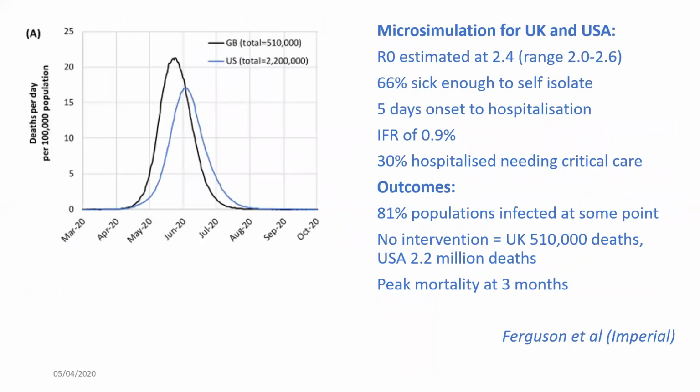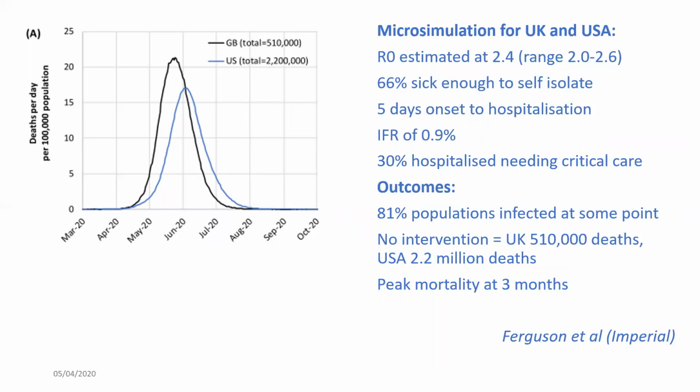Arguably, the most influential modelling has been undertaken by Neil Ferguson and his colleagues at Imperial. They undertook a micro-simulation of potential outbreak scenarios for both the UK and the USA. In their model, they estimated R0 to be 2.4, with a range of 2.0 to 2.6. They assumed that 2/3 of people would develop symptoms and be sick enough to self-isolate, which is consistent with a roughly asymptomatic rate of a third, which is based on some of the data that I've shown before.